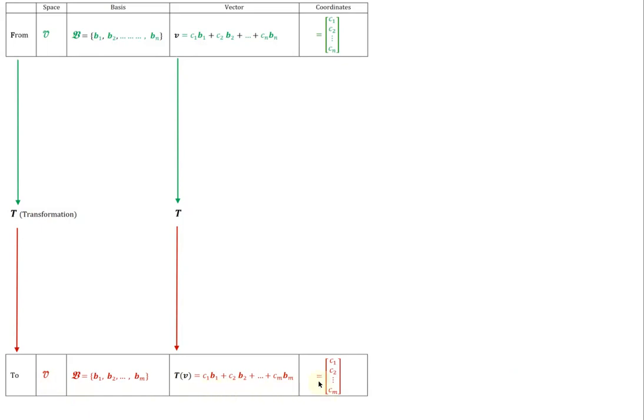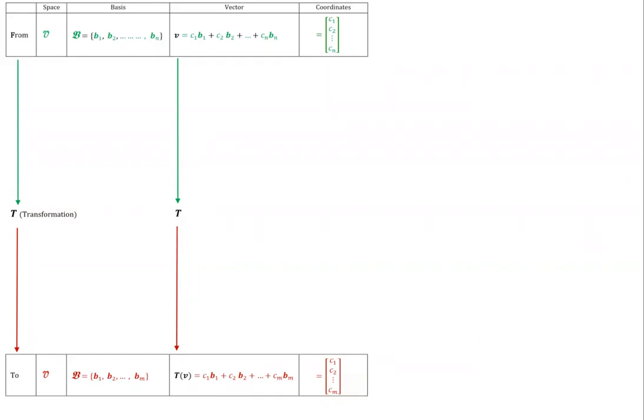Again, alternatively, we can collect and organize all these weights, the red C1, C2 up to Cm, into a column and call them coordinates, and call this column the coordinate vector. And this is an equivalent representation. So this column means exactly the same as this linear combination on the left. This column means that vector T of V might be presented as a linear combination of the red basis vectors B1, B2 up to Bm with these particular weights, coordinates C1, C2 up to Cm.